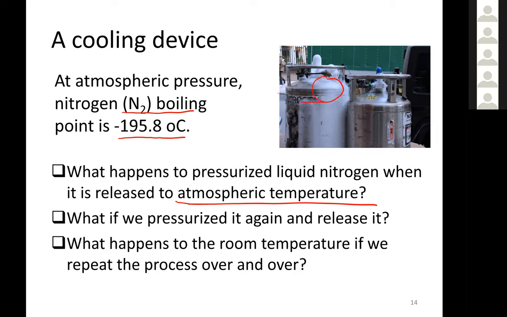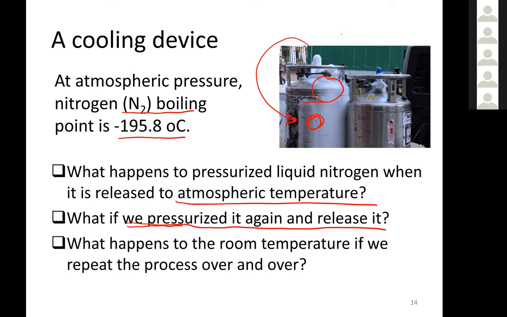Why is that? Because like I said, the temperature drops down to minus 196. And so the water vapor in the surrounding, of course, is going to freeze on the nitrogen cylinder. And what if we pressurized it again and released it? That means I need to repeat the process over and over. I take the pressurized nitrogen, I open the valve, it's going to change phase, it's going to absorb heat. Then I pressurize that nitrogen back into my cylinder and open the valve again, over and over. What will happen in this case?